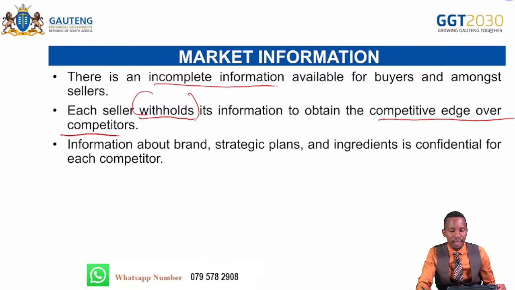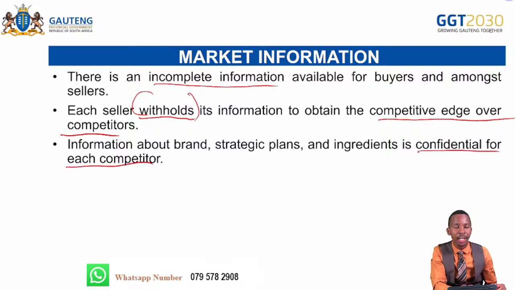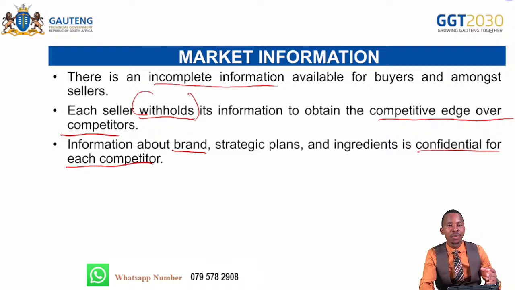Information about the brand, strategic plans, and ingredients is confidential for each competitor. Each competitor under monopolistic competition keeps that information confidential because if this information can be taken away by competitors, they can use it. So the branding: if they want to develop or improve their brand to a certain level, they cannot display their information or give it to the competitors, because competitors might simply use that information to win over the competition.